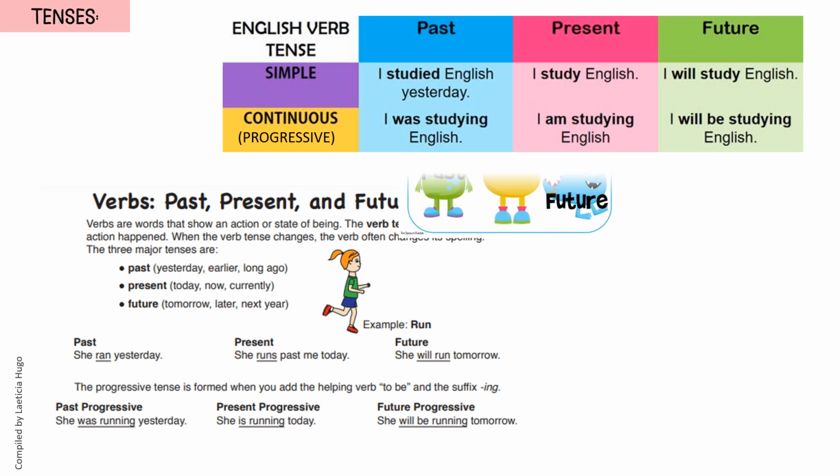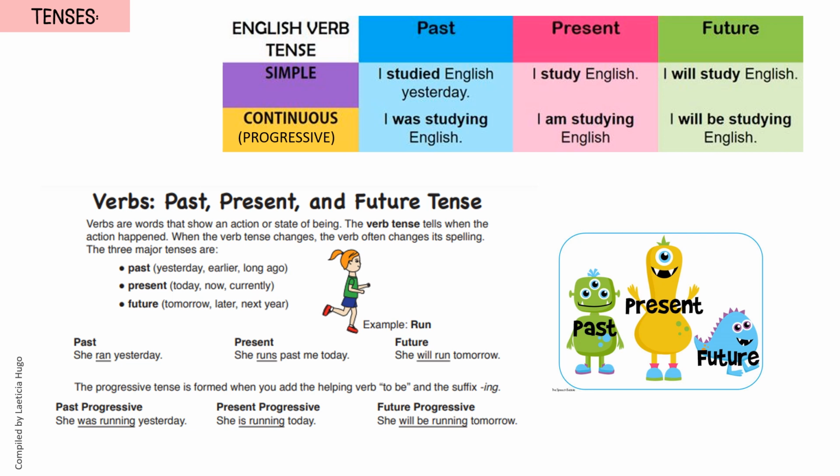So at the bottom, let's look at the verbs past, present, and future tense. Verbs are words that show an action or state of being. So the verb tense tells when the actions happen. And when the verb tense changes, the verb often changes its spelling. The three major tenses are, of course, like we just said, past, which is yesterday, earlier, long ago, last year, etc. Then present, that is today, now, currently, as we speak. And then future, which is tomorrow, later, next year, next week, etc.